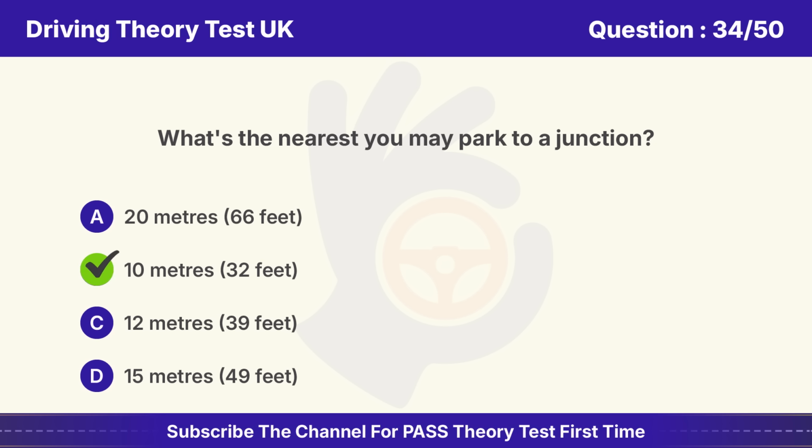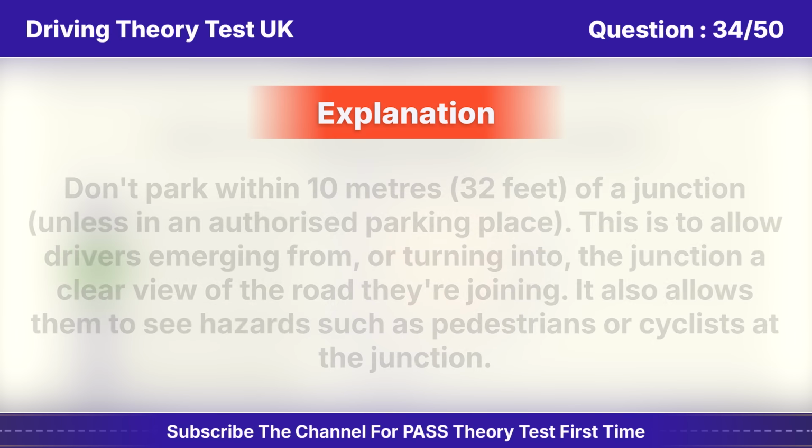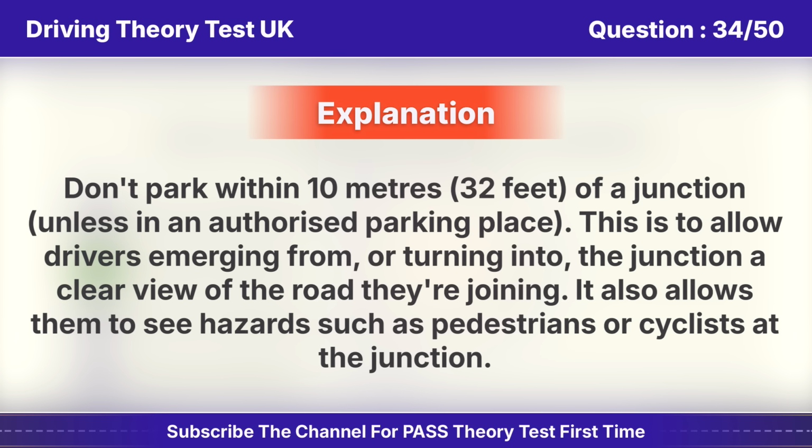Answer is B. 10 meters, 32 feet. Don't park within 10 meters, 32 feet of a junction, unless in an authorized parking place. This is to allow drivers emerging from, or turning into, the junction a clear view of the road they're joining. It also allows them to see hazards such as pedestrians or cyclists at the junction.